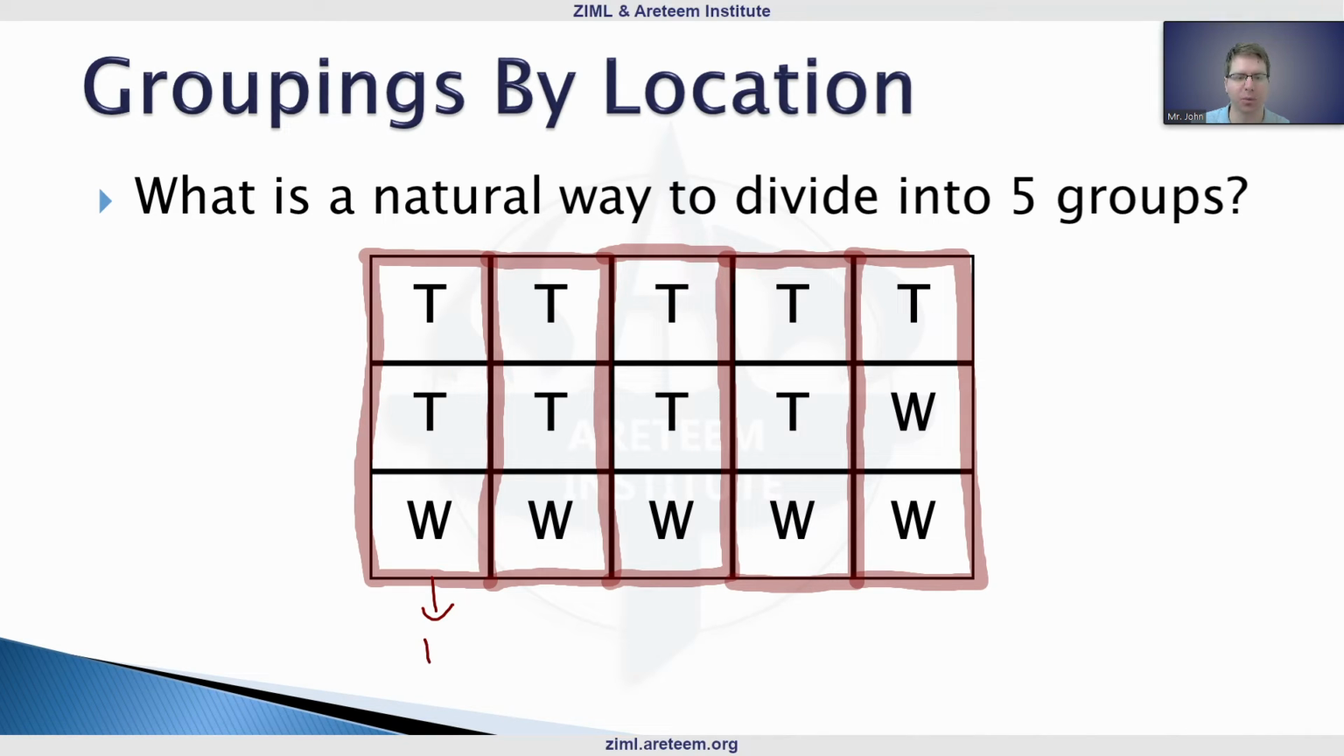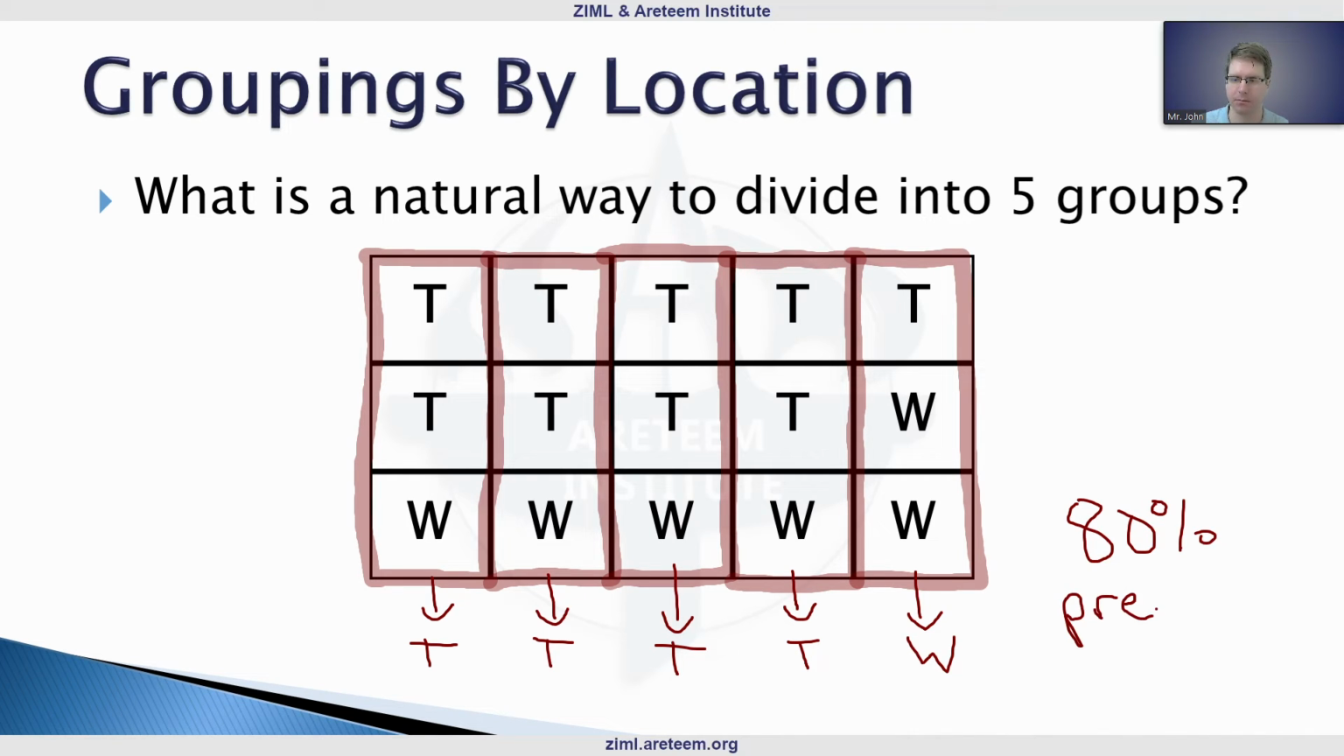Well, the first group, 2-to-1, prefers Star Trek. Second group prefers Star Trek. Third group prefers Star Trek. Fourth group also prefers Star Trek. We also only have 1 group that prefers Star Wars there. So we would have 80% in this case prefer Trek in this scenario.